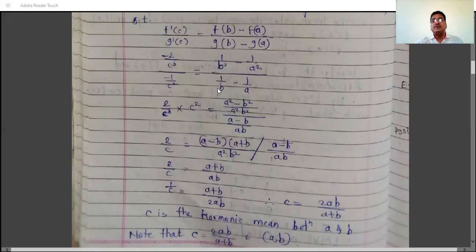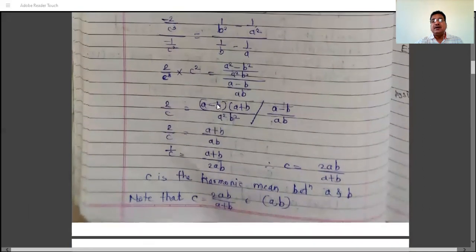So we have a square minus b square as numerator, and take ab as LCM. So a minus b as the numerator, and then a square minus b square simplification is a minus b into a plus b factorization, divided by a square b square, into ab divided by a minus b, and then a minus b and a minus b get cancelled.